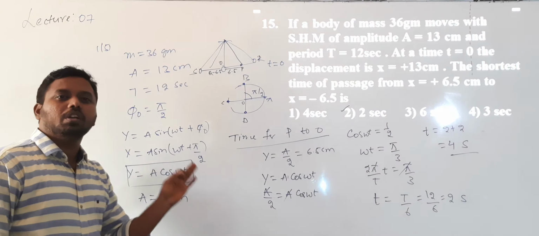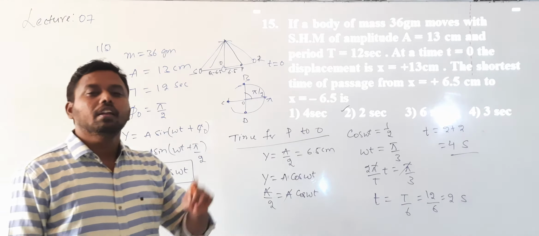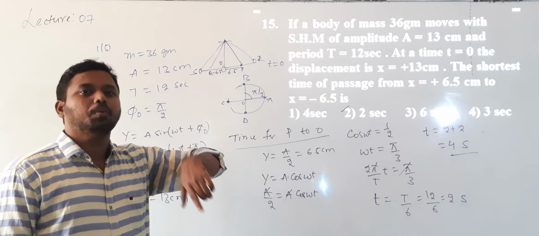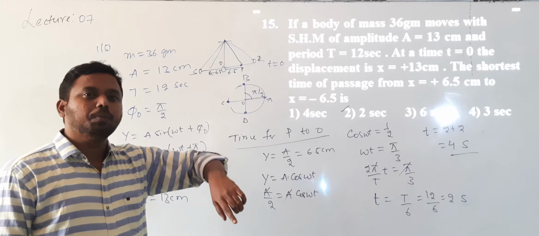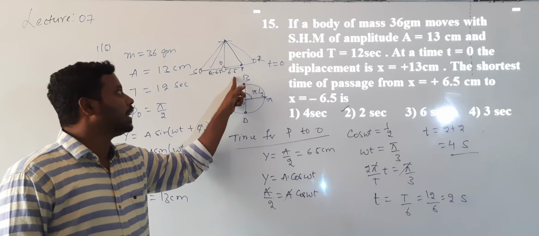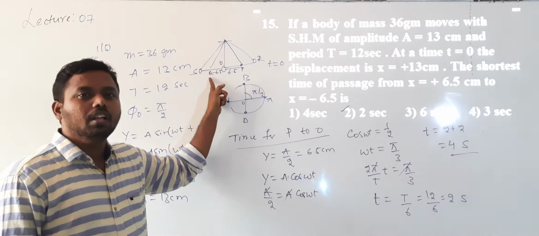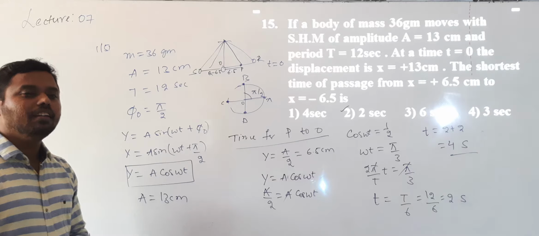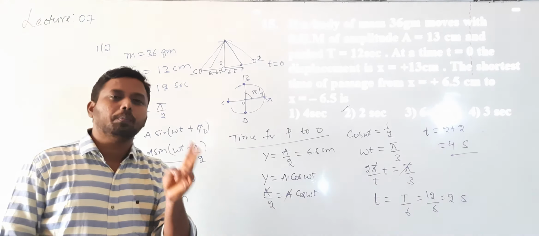But 2 seconds is only for going from where to where? To go from P to O, that is only for the displacement 6.5. But to go from plus 6.5 to minus 6.5, the time taken P to O is 2 seconds and O to Q is 2 seconds. Total time of how much? 4 seconds. Question cleared? These 2 points should be cleared properly.